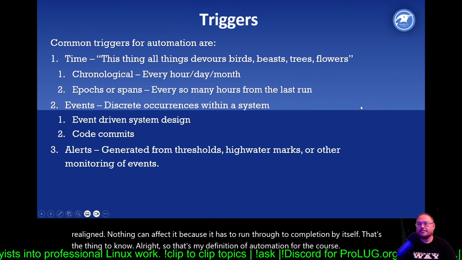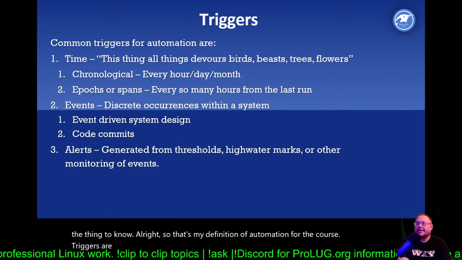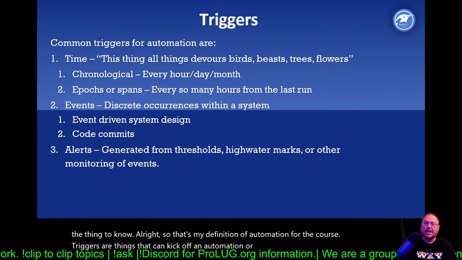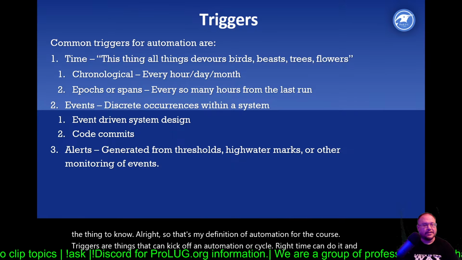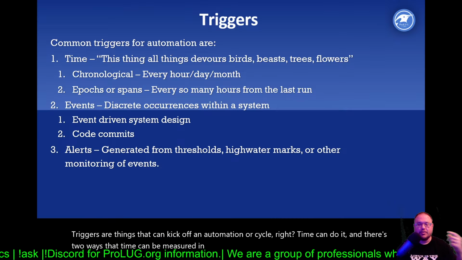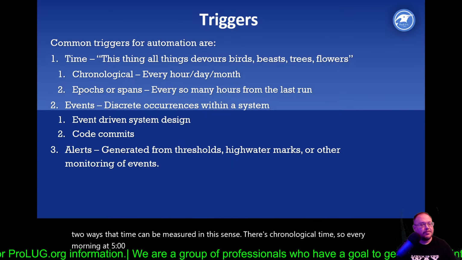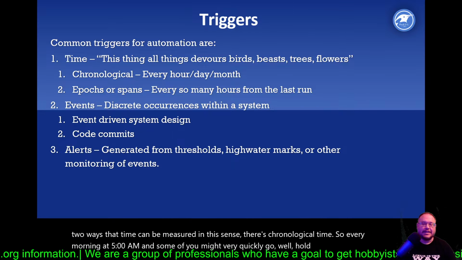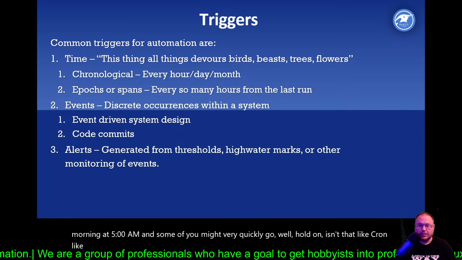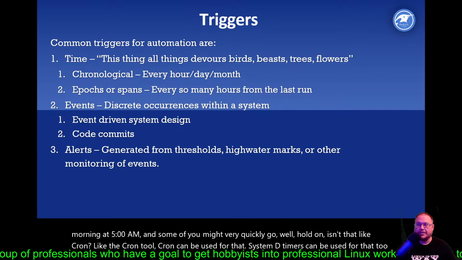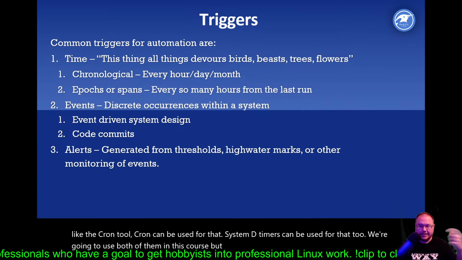Triggers. Triggers are things that can kick off an automation or a cycle, right? Time can do it, and there's two ways that time can be measured in this sense. There's chronological time, so every morning at 5 a.m., and some of you might very quickly go, well, hold on, isn't that like cron, like the cron tool? Cron can be used for that. Systemd timers can be used for that too. We're going to use both of them in this course. But chronological, we kick things off.